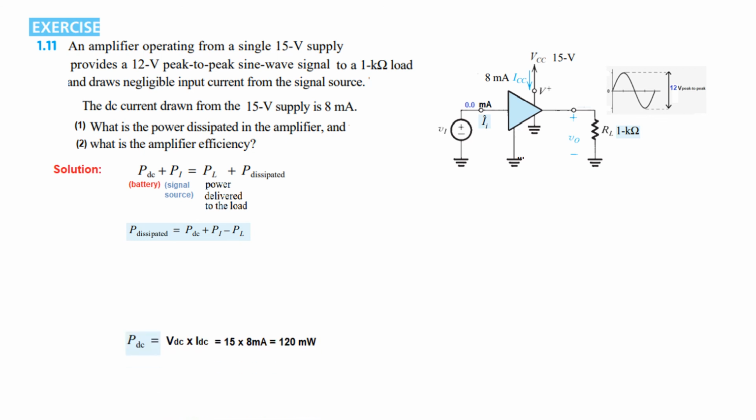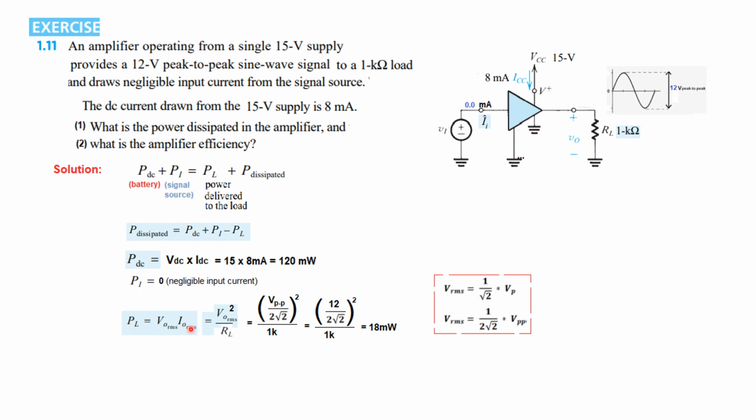So let's find out PDC. PDC is the power supplied by the battery, so the voltage into current. VDC times IDC. VDC is 15 volt DC and IDC is 8 milliampere, so it will be 120 milliwatt. PI is 0 because of the negligible input current. And now P load, we know this formula is V out multiplied by I out RMS. We can also write in terms of V over R, so V RMS square divided by RL.